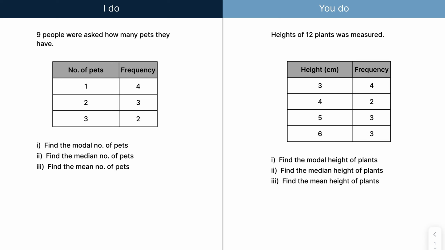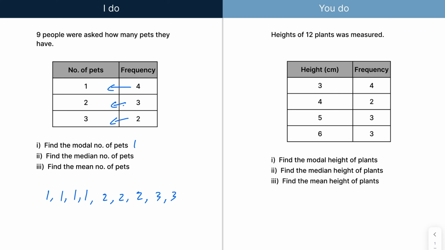Now, first I'll show you a way that people may do this question, which probably isn't how you want to do it. So for example here, we know that 4 people have 1 pet, so we can just say 1, 1, 1, 1. We know that 3 people have 2 pets, so we can just write 2, 2, 2, 3 times, and then we know that 2 people have 3 pets, so we can write 3 twice. Okay, so now we've got this data, we can use it to find the mode, and we can see the mode is 1, because 1 is the most common.